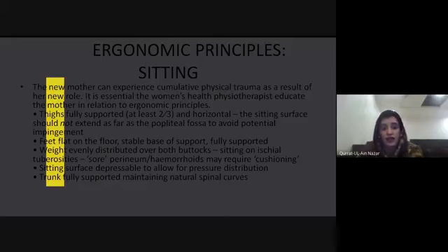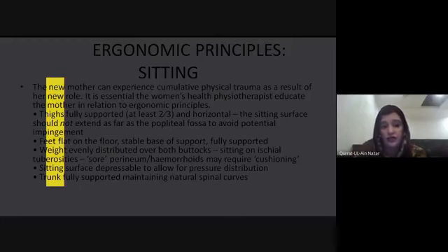The first ergonomic principle which I'm going to discuss is sitting. The woman's thigh should be fully supported, or at least two-thirds, and horizontal. It means the woman should adopt the sitting surface position and it should not extend as far as the popliteal fossa, to avoid any potential impingement on the area. She should place her feet flat on the floor. She uses a stable base of support or full support.